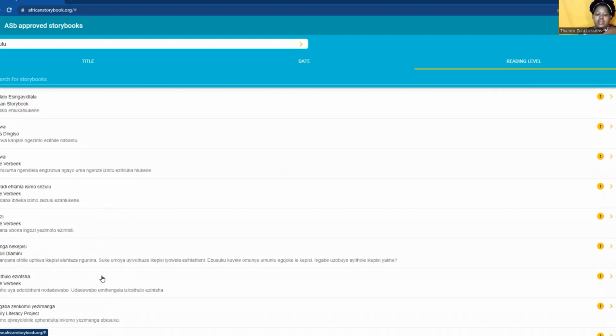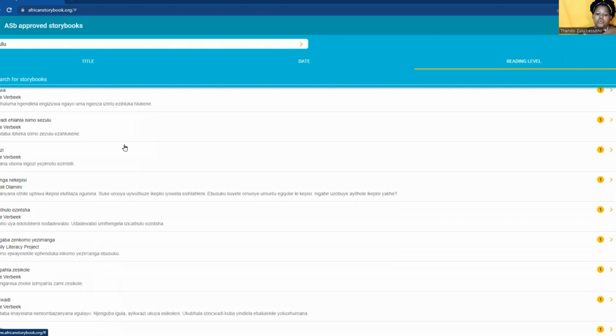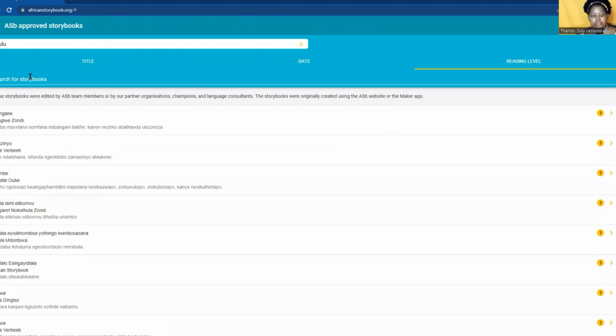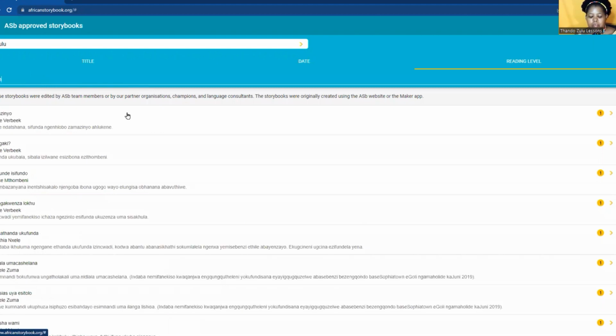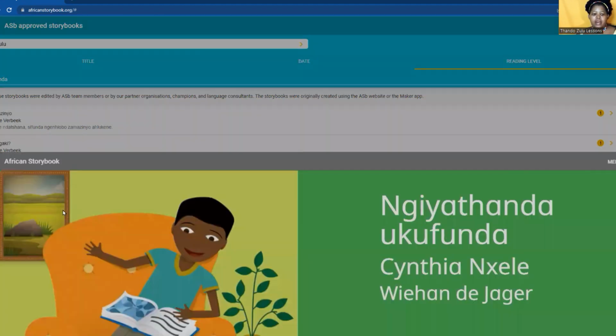So the titles of the stories are then written here on the side. So if you just look here for the one that you are looking for, if you already know the title, you can just type it there on search for storybooks. Otherwise, you can just scroll. So I'm going to go here on search and search simply just the word funda, so that I can find the story that we are going to work on today. There it is. Ngiyathanda ukufunda.